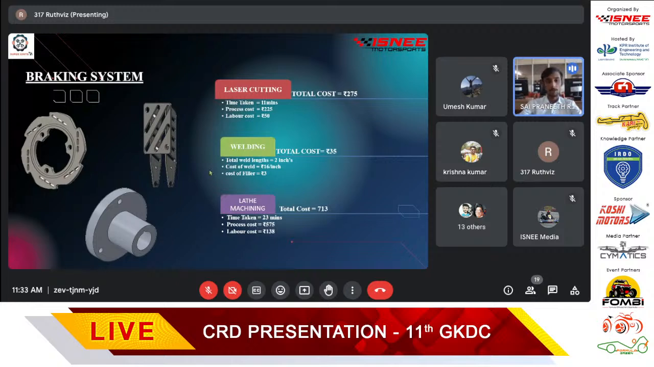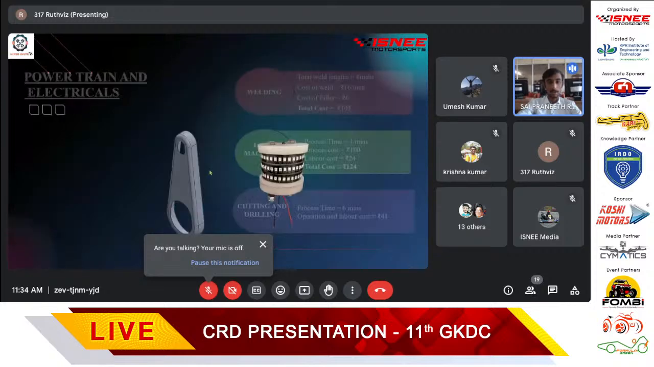Here, we have done laser cutting for the plates like the brake pedal. It costs around 275 rupees for laser cutting of the brake pedal plates. After the laser cutting, we joined them through welding. The weldments cost around 35 rupees in total, because of the filler charges and also the weldment charges.